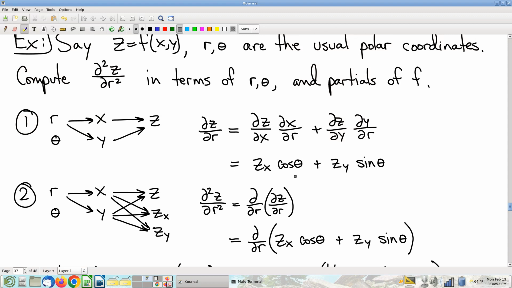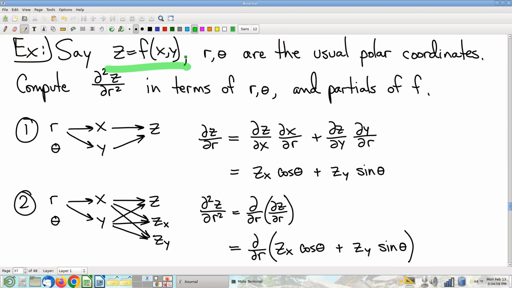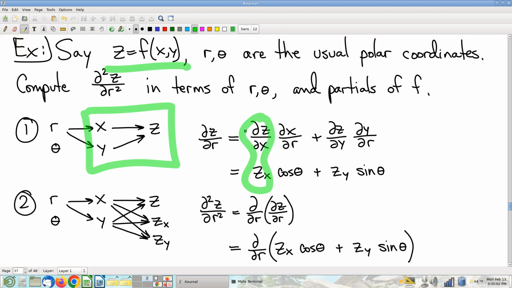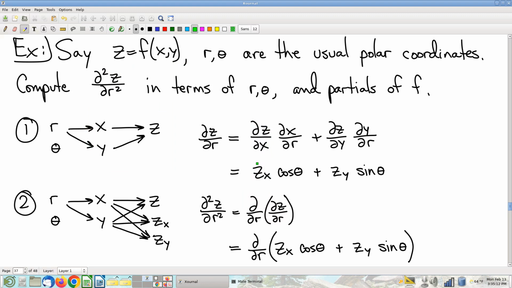Well, because I don't know anything about this function. The way in which z is a function of x and y, all I know is that it's some function, and this isn't really a computation then, this is just a notational alternative. That's all. And I can't really crank that out because I don't know what f is.